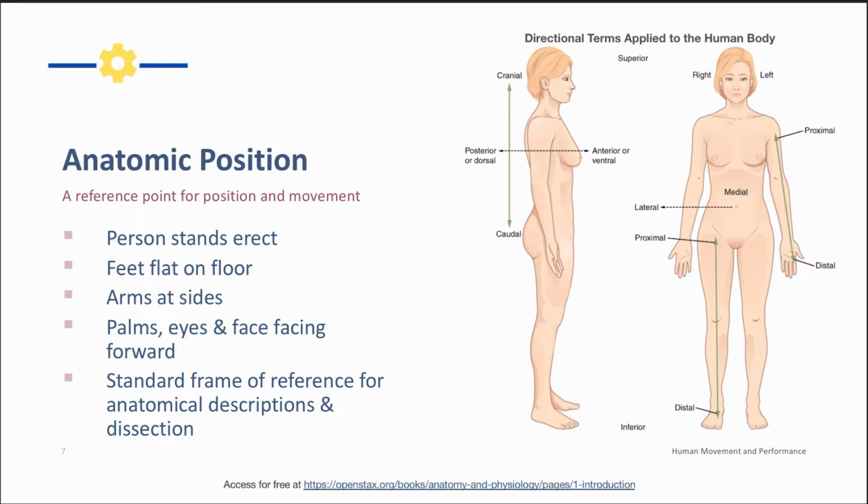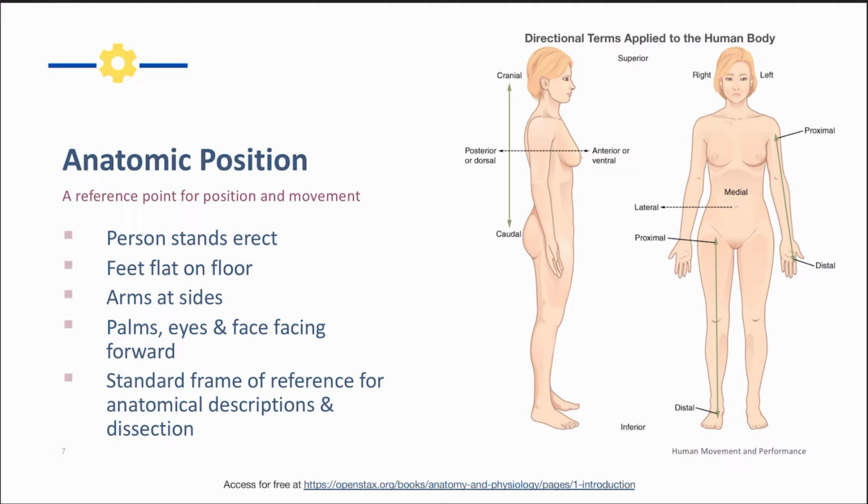We also have to think about what position our extremities are in. So anatomic position is sort of this reference point that is used to describe movement. It's sort of that starting point. So it is a person standing upright on their feet. Their feet are flat on the floor, toes pointing forward. Arms are at the sides. All of this is pretty simple so far. But then, most importantly, the palms are facing forward, eyes are facing forward, etc.